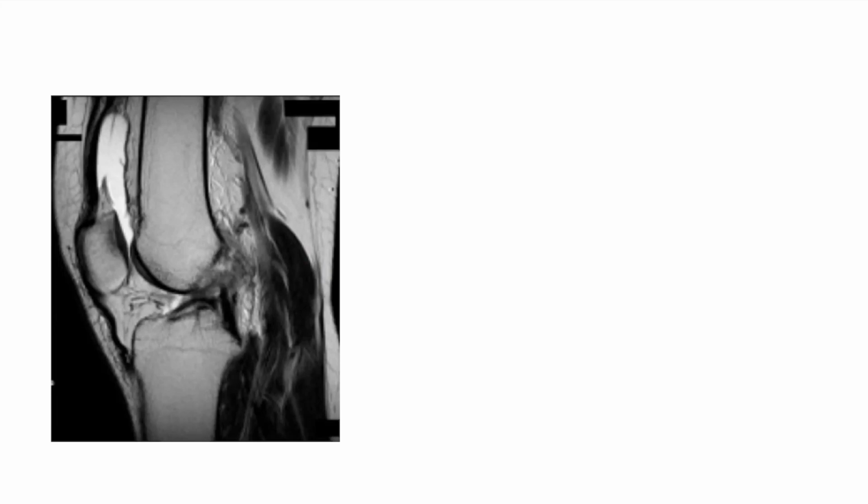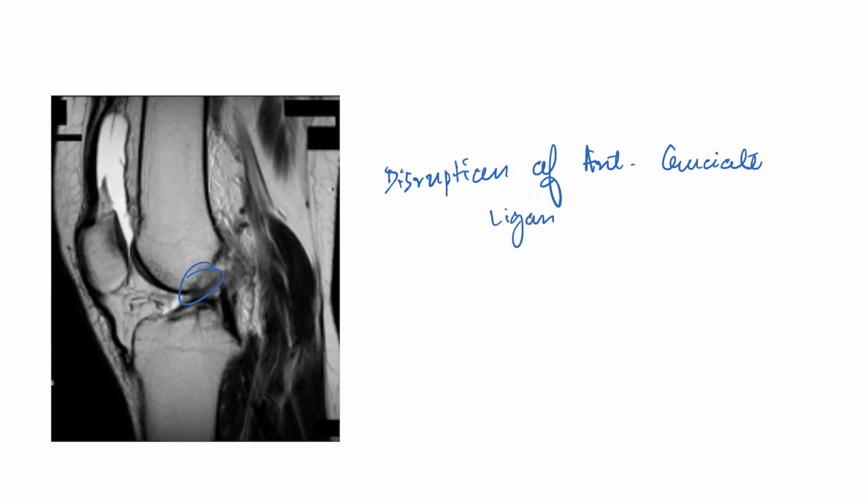This MRI shows disruption of anterior cruciate ligament, and there is a large effusion.